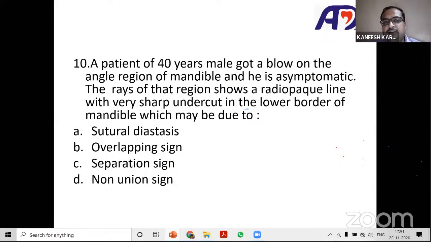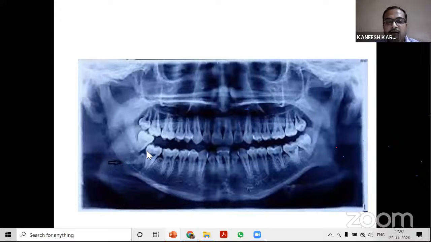Patient of 40 years, male, got a blow in the angle region of the mandible and he is asymptomatic. The radiograph of that region shows a radiopaque line with a very sharp undercut in the lower border of the mandible, which may be due to, yes, correct, it is overlapping sign. Because of the muscle pull, one segment of the mandible is overlapped onto another segment. So there is an overlapping of mandibular segments which causes the overlapping sign and a thick radiopaque line.